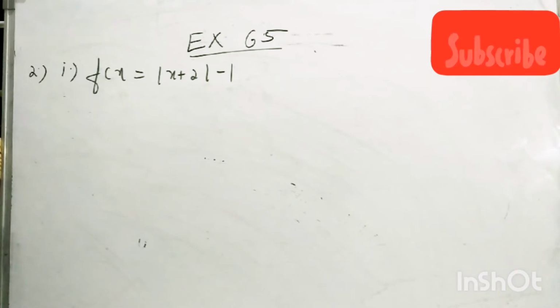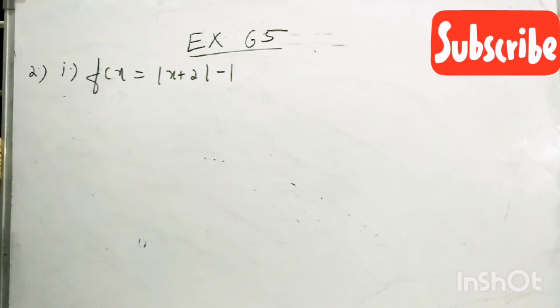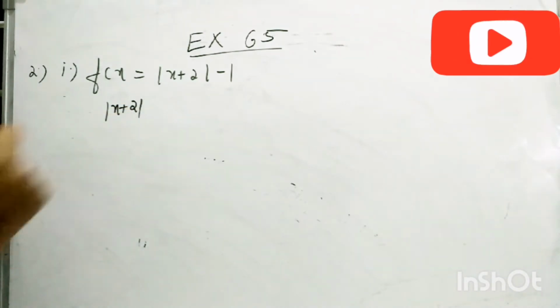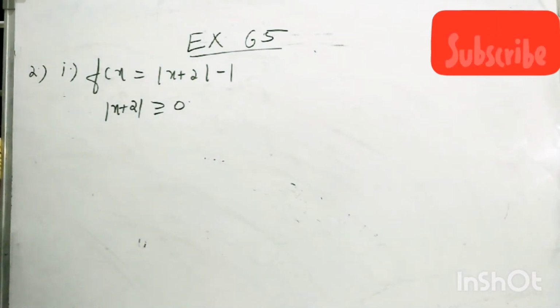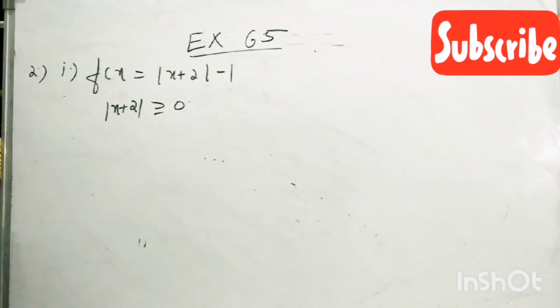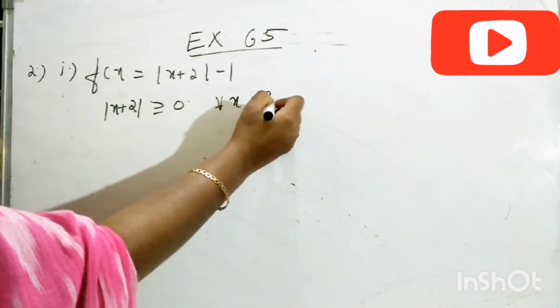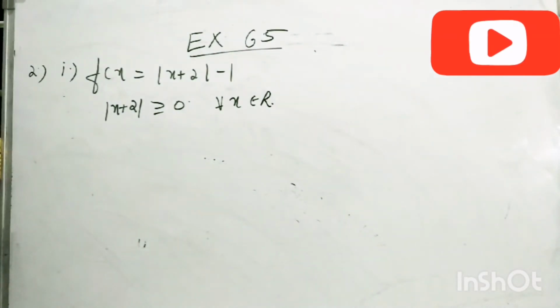Here we have this modulus, so we can't directly differentiate it. What we are going to do is, we know that the modulus of any value is always greater than or equal to 0. Therefore, this mod x plus 2 is also greater than or equal to 0 for all x belongs to our real number set.